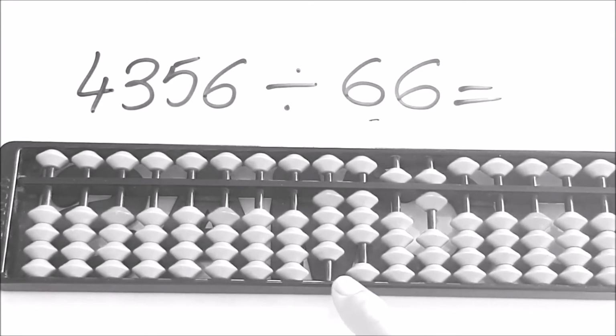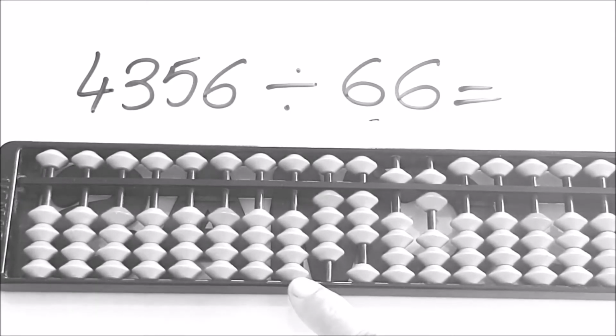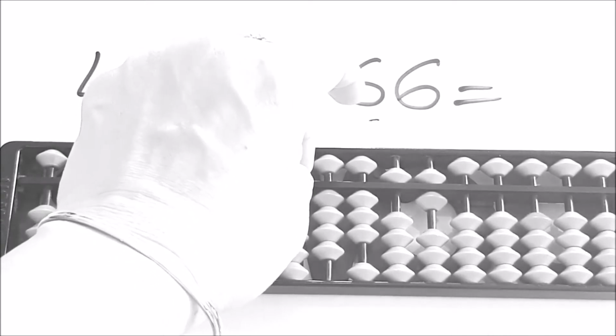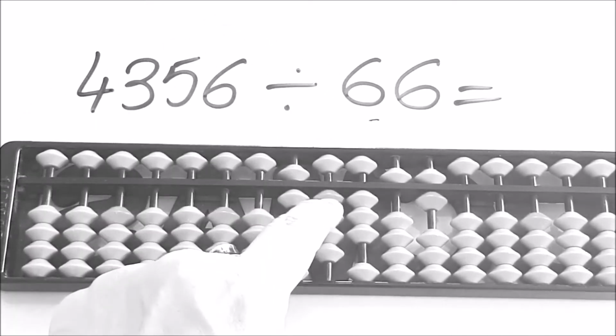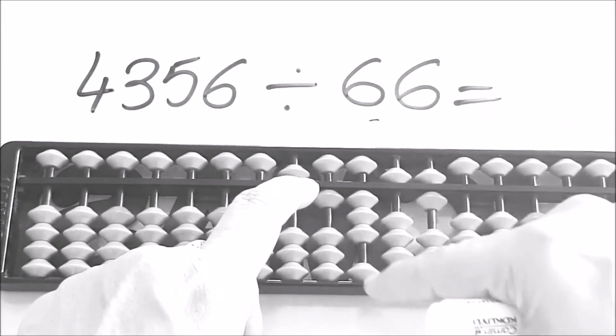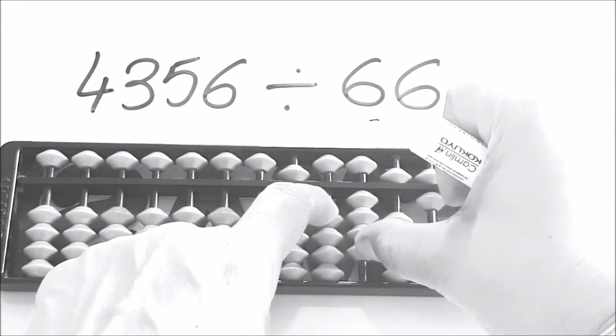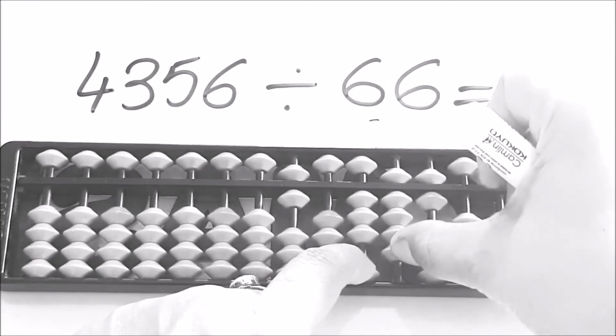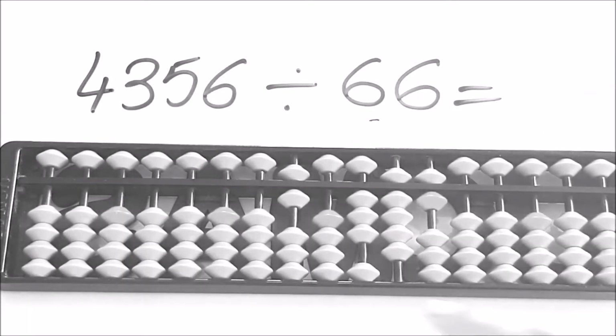So we have to leave 2 rods and place the answer on this rod, that is 6. 66 into 6 minus 3 minus 9, that is plus 1, minus 10 and minus 6, that is minus 10 plus 4. Now the remaining numbers on the rod are 3, 9, 6.